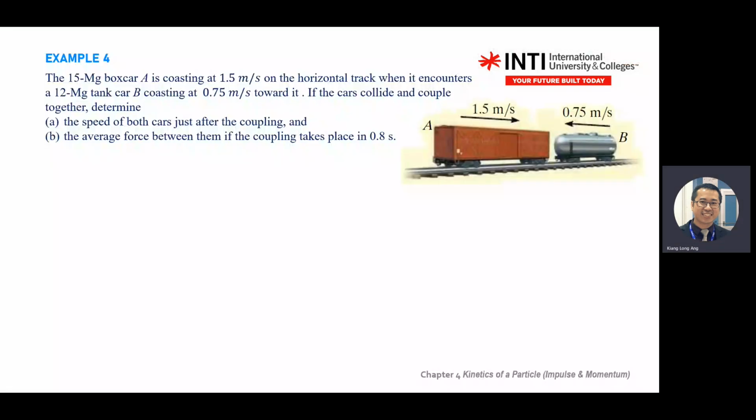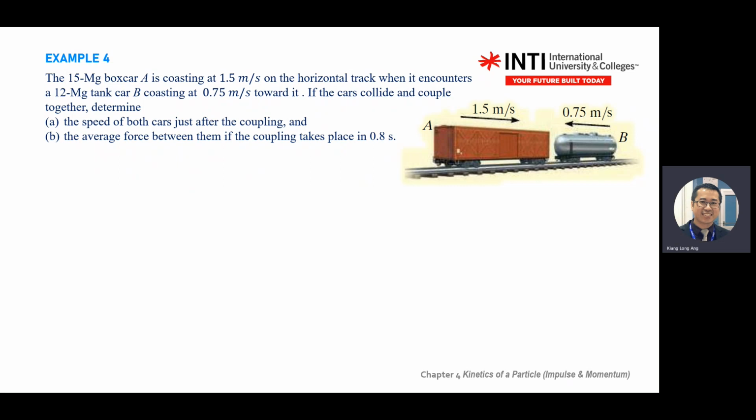Let's look at example number 4. You have a train, and this is also one of the popular questions. So you have two objects, object A and object B, both going in different directions. A is 1.5 meters per second, B is 0.75 meters per second. In this case, remember you're dealing with vectors. So you start with the coordinate system. Where is positive, where is negative? Go to the right, positive.